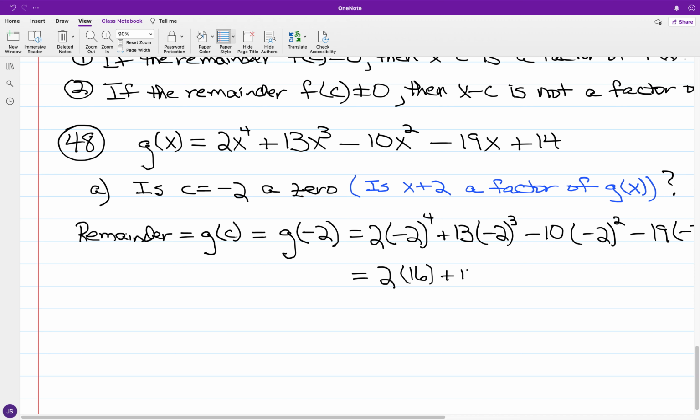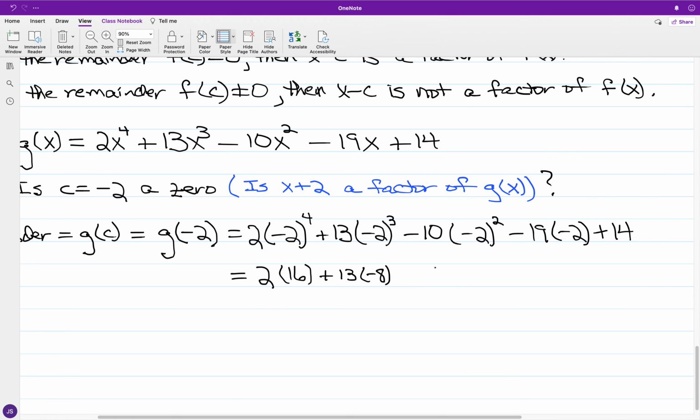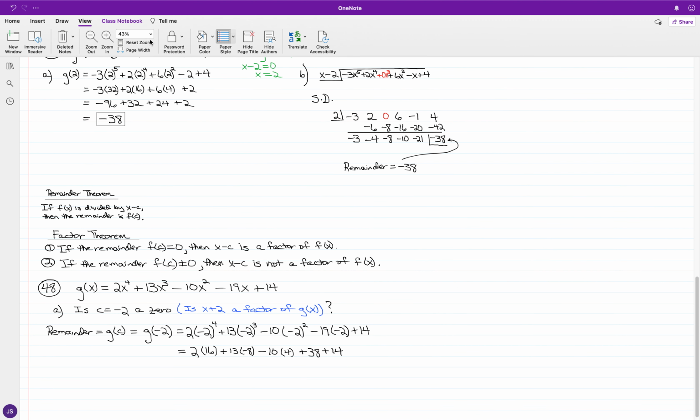Yeah, plus 13. Now, -2 cubed is going to be -8. You've got minus 10. -2 squared is going to be 4. Then we have -19 times -2, so this is going to be 38. Yeah, plus 14.